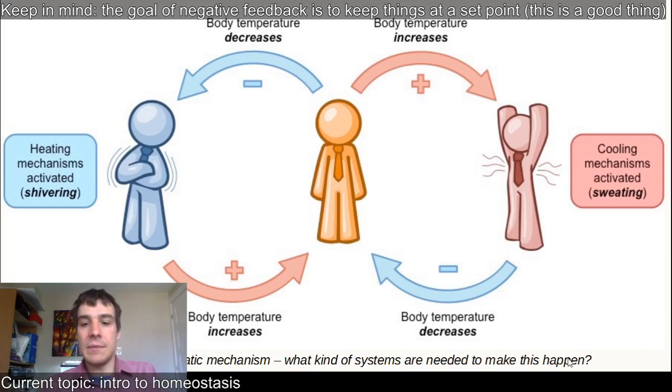Right? So what kind of systems are needed to make this happen? Let's use that shivering example. Right? It's getting colder in here. I'm going to start shivering. I'm going to start trying to make more energy. First things first, something has to sense that the outside environment has changed, that the inside of the body is now changing because of the outside environment.